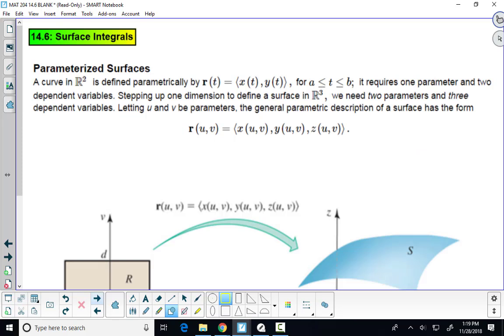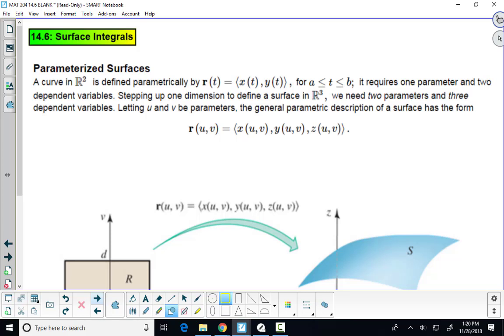So let's go ahead and get started on 14.6. Some people feel like it's the hardest section in this chapter. I don't feel like it's the hardest section in this chapter, but some people feel like it is. It's very analogous to what we already did with line integrals. The only difference now is that we're going to do surface integrals.